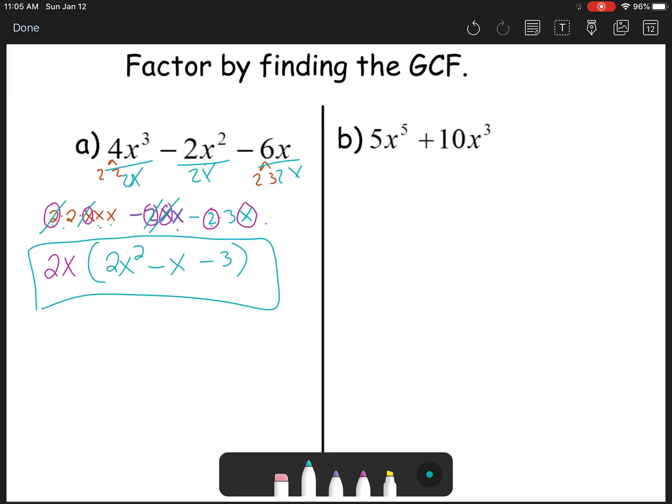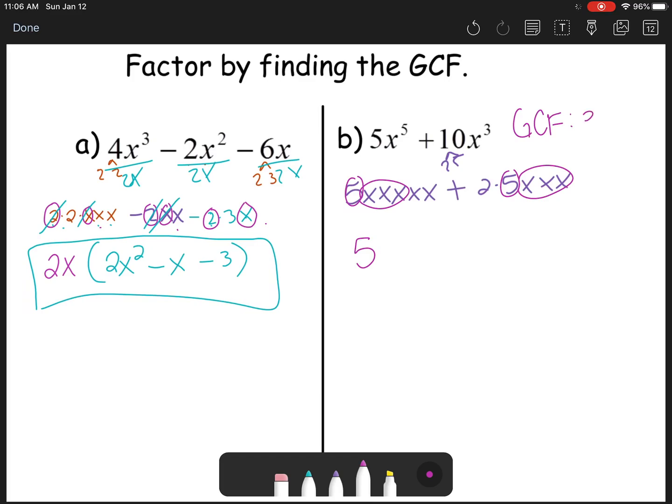So looking at letter B, it'd be a good idea to pause and see what you can find. We have 5 times x to the 5th. So again, a good idea might be to write it out like this, and then 10 we could write as 2 times 5 times x to the 3rd, and then we see what they have in common. Well, they both have a 5, and they both have 3 x's. So that means 5 and 3 x's, but remember 3 x's is really just x cubed. So 5x cubed would be our greatest common factor.